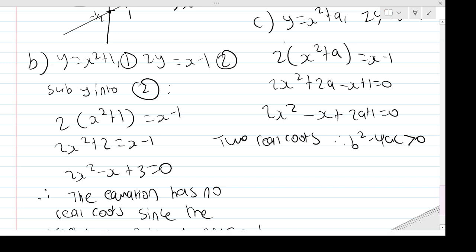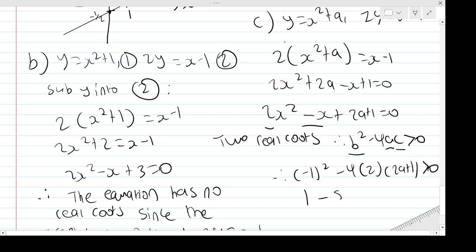So there we are. Then we can substitute the coefficients a, b, and c into this equation. So b squared is minus 1 all squared, minus 4 lots of a, which would be 2, and c, which would be this whole number here, 2a plus 1. Remember, a is a number, so this whole thing is just a number overall. So that'd be the c. That's all greater than 0. Then we could just expand to get positive 1 minus 8 of 2a plus 1. Minus 4 times 2 is minus 8. And that's all greater than 0.